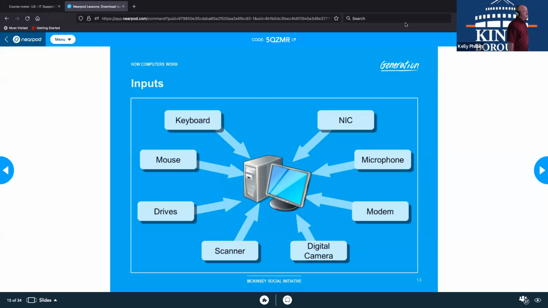So, basic idea for inputs. Inputs would be your keyboard, your mouse, hard drives, a scanner where you're scanning documents, a digital camera, a modem, a microphone, a NIC, which stands for network interface card. This is how your computer talks to the internet, but we will get into that a little bit later. Again, this is a brief introduction and exposure. So these are all varieties of inputs.